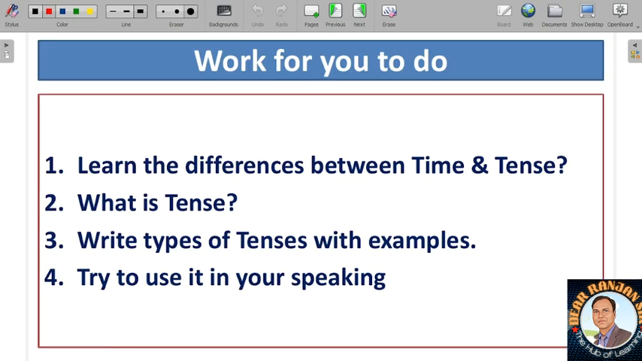So, let's summarize whatever we have studied today, that is time and tense. As we learned, time and tense are interrelated, very closely related, but at the same time they differ from each other. Time is focused on general meaning. It is talking about date and time, but the tense is a little different from time. It shows not time, but the action, the time of action.